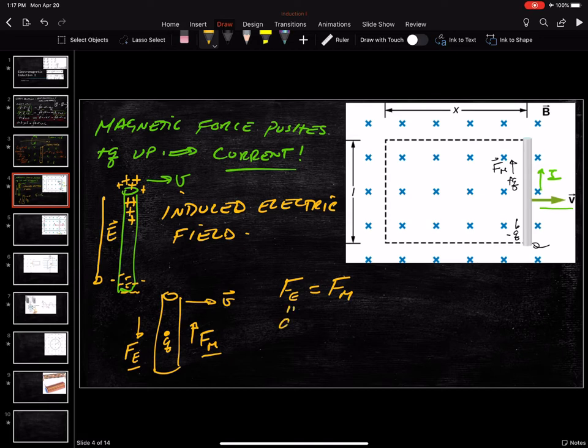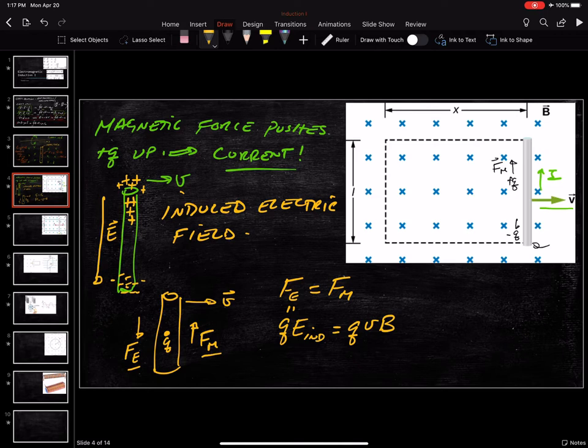And you remember that the electric force should be Q times E induced. This new induced electric field should be such that Q times E induced equals Q times V times B. And since V and B are perpendicular in this case, I'm just going to set the sine equal to 1.